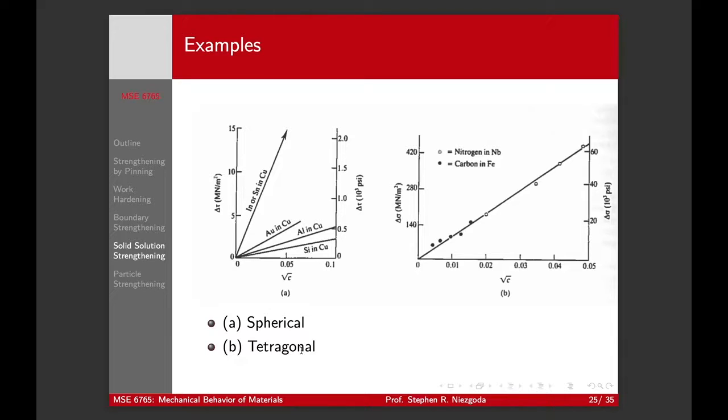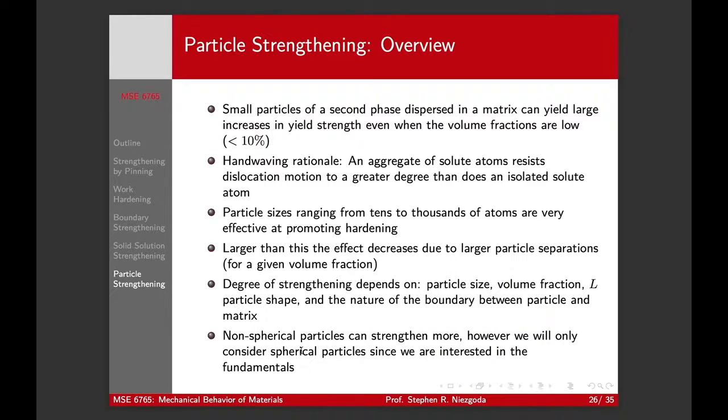So anytime you can stick something in the interstitial, especially in BCC, right, you're going to have a much bigger effect. Anytime you have a distortion of your lattice that is not symmetric, such as a vacancy in an ionic material, it's going to have a very large effect. Okay, and we'll come back for the last part on particle strengthening.